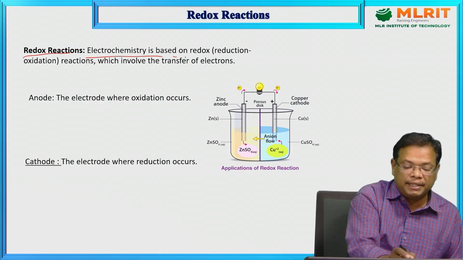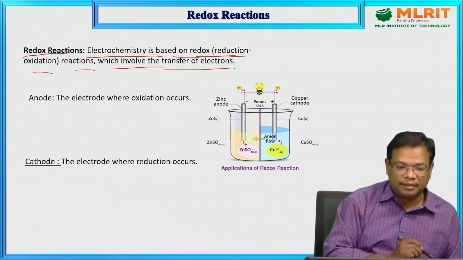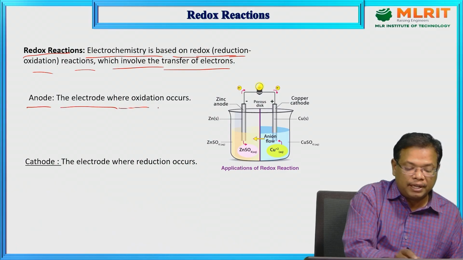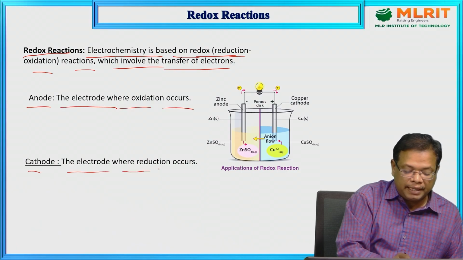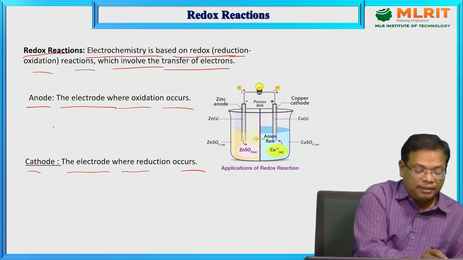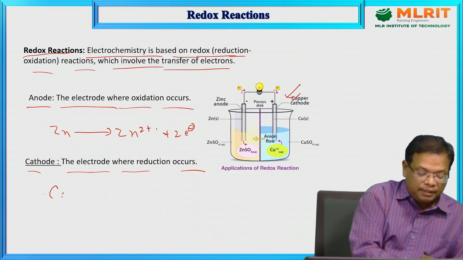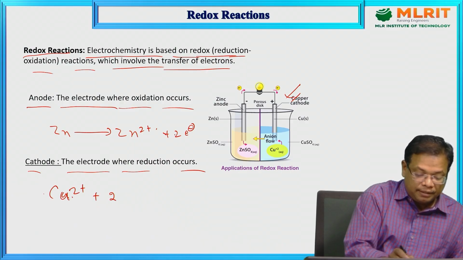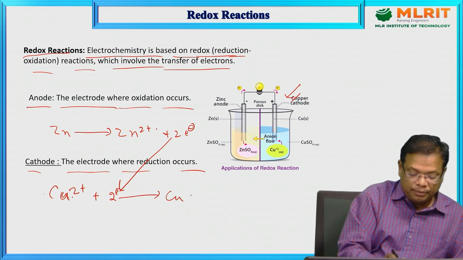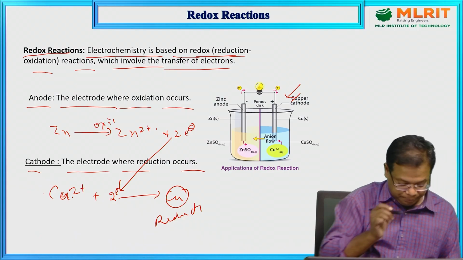So electrochemistry is based on reduction and oxidation reactions, which involve the transfer of electrons. Anode, the electrode where oxidation occurs. Cathode, the electrode where reduction occurs. For example, if you look at a zinc anode and copper cathode, zinc gives rise to zinc 2 plus ions plus 2 electrons, whereas at the cathode, Cu 2 plus ions will take these 2 electrons to form Cu. This is reduction. This is oxidation.